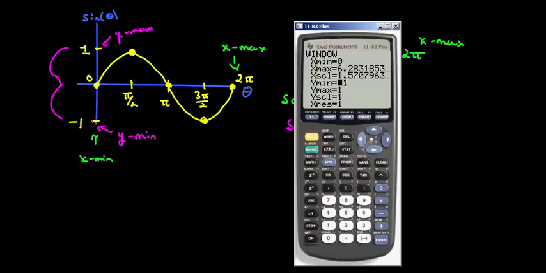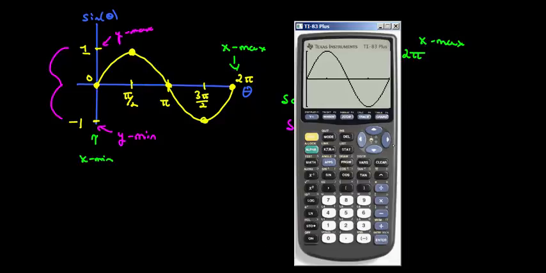My y minimum is negative 1. My y max is positive 1. And our scale is just we want to dash every 1. Don't worry about the resolution. Hit graph, and there it is. And so this graph right here is exactly the same as this graph over here.